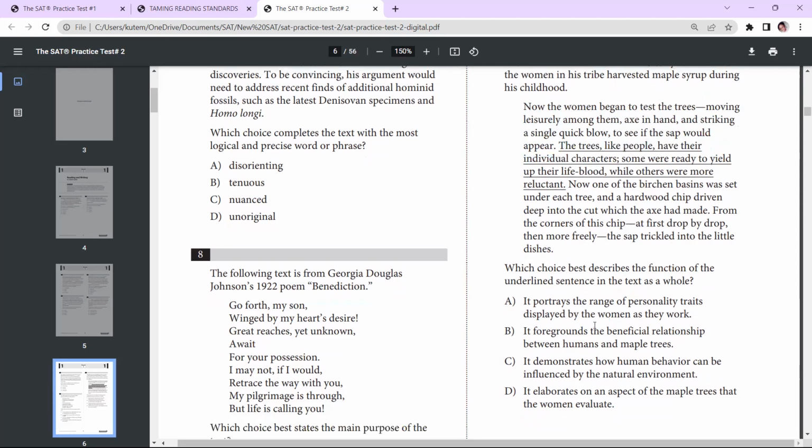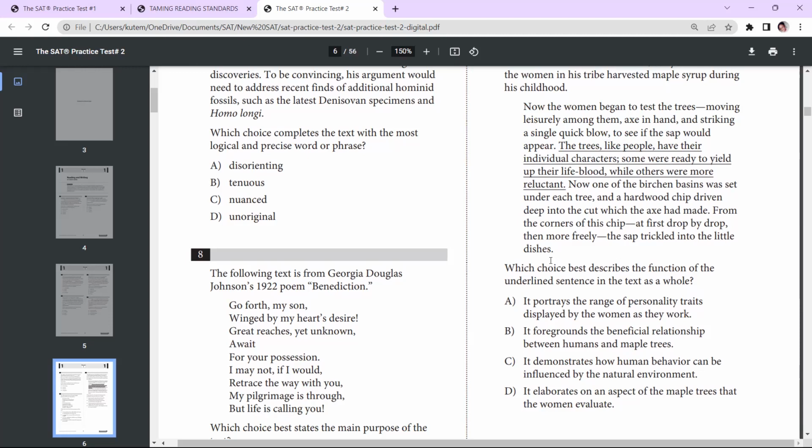Okay, so let's look at the options. A says it portrays the range of personality traits displayed by the women as they work. B says it foregrounds the beneficial relationship between humans and maple trees. C says it demonstrates how human behavior can be influenced by the natural environment. D says it elaborates an aspect of the maple trees that the women evaluate.